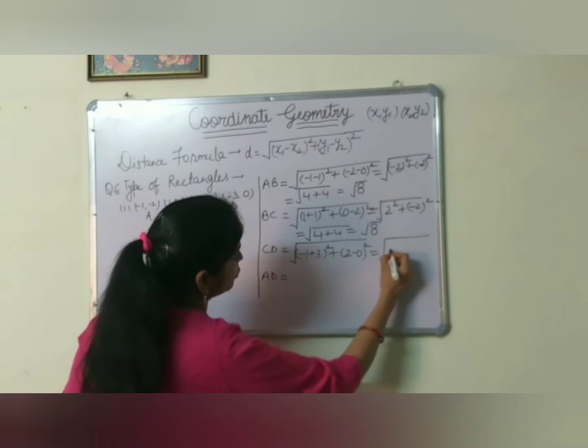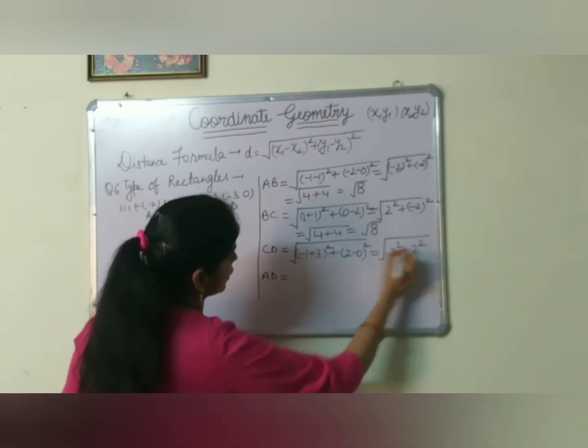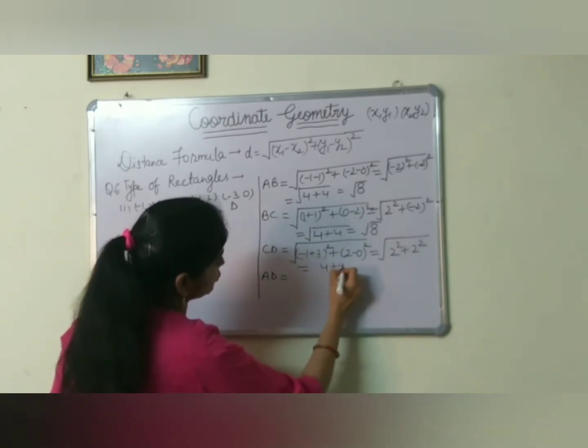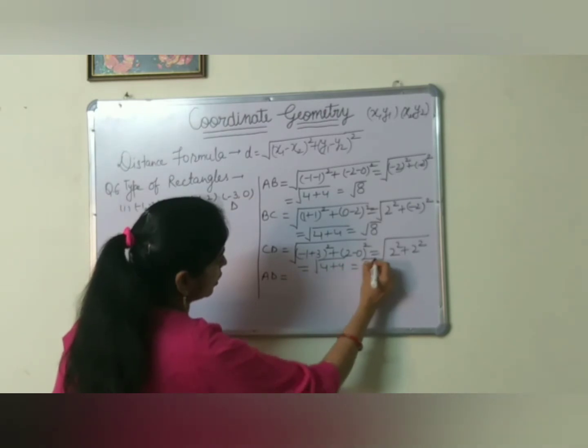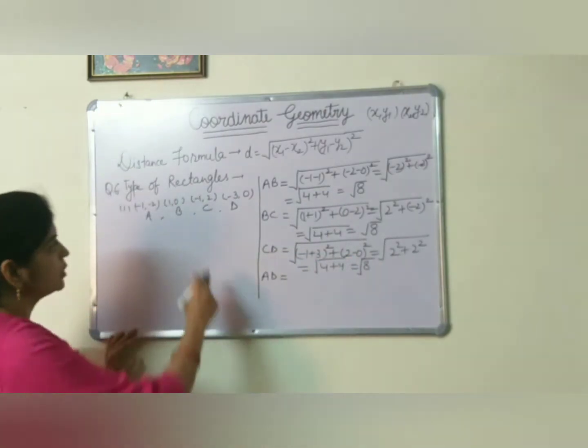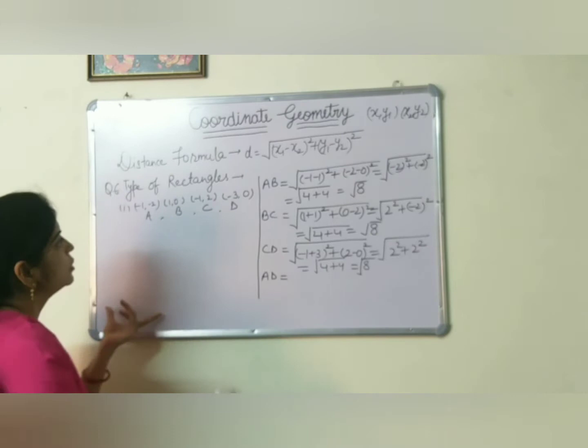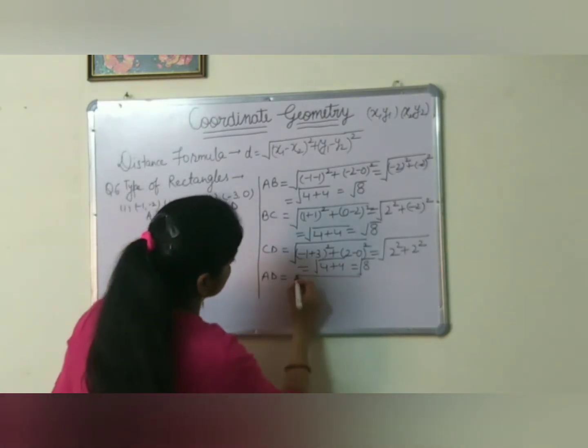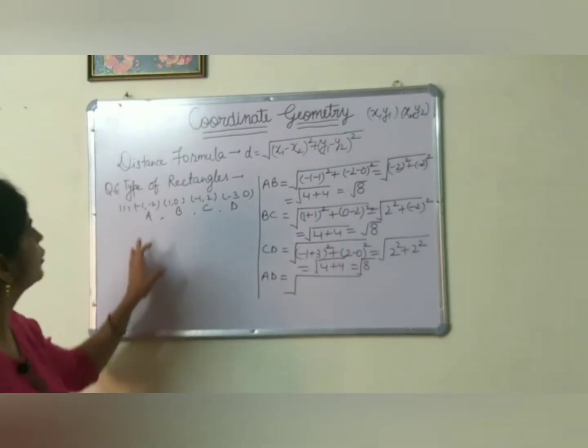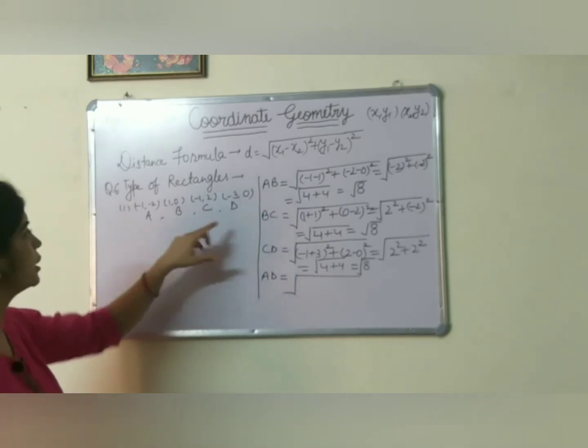It will be equal to 2 square plus 2 square, that is 4 plus 4, and under root 8. The third side is also under root 8. So here, the most probable shape is a square. Now we can find out the next side, AD.